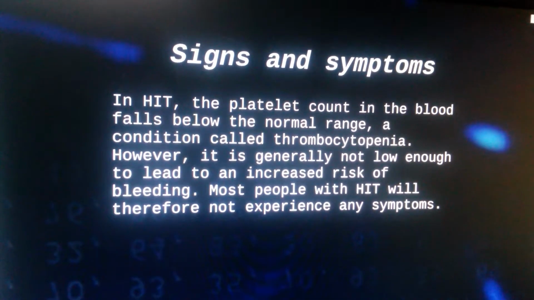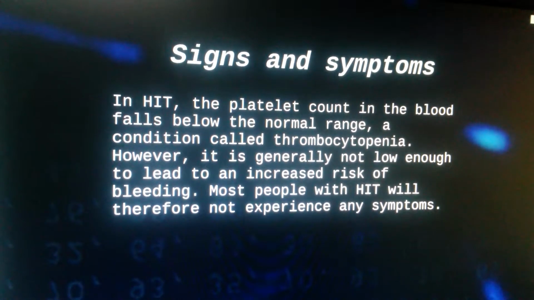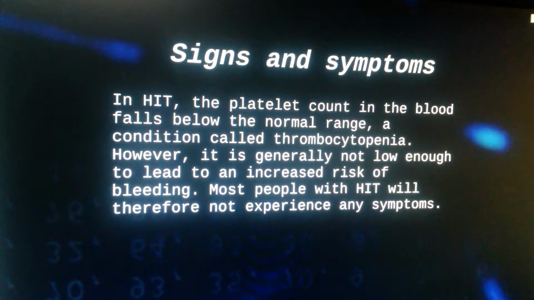Signs and symptoms. In HIT, the platelet count of the blood falls below the normal range, a condition called thrombocytopenia. However, it is generally not low enough to lead to an increased risk of bleeding.